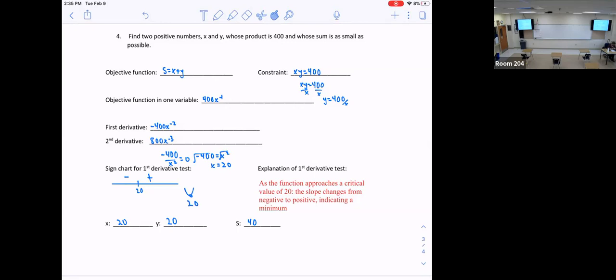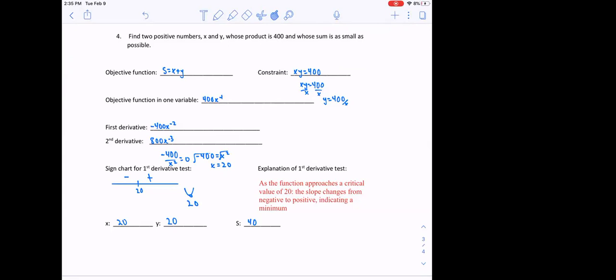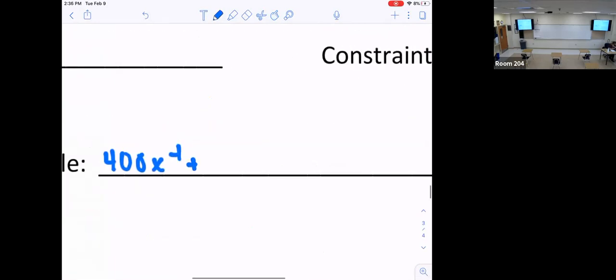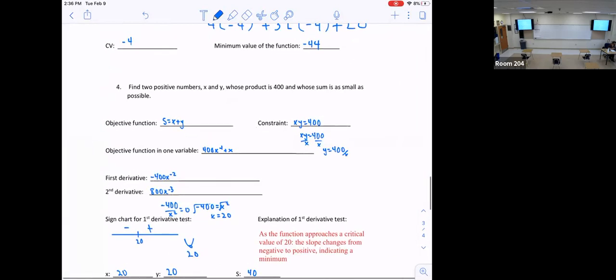Okay, good. It talks about objective function in one variable. So that would just be plugging the constraint into the objective function. So S equals X plus 400 divided by X. Yeah, so Victor, I think you want to add a plus x there. Good. She substituted in for the y, but the x remained, so that's good. And then your first term is going to be adjusted in just a second.